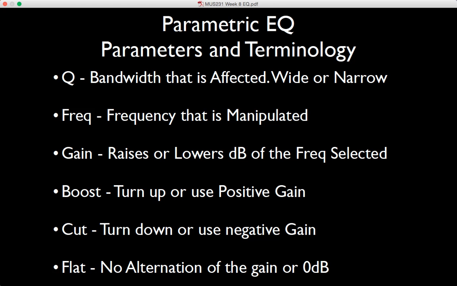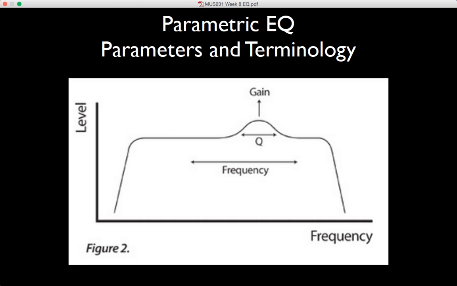So boost is just a common term for turn it up. Cut is a common term for turn it down. Flat is no alteration. That makes sense? So if I said, hey, can you put that frequency flat, that means drop it at 0. And you'll see it in the way these work out.